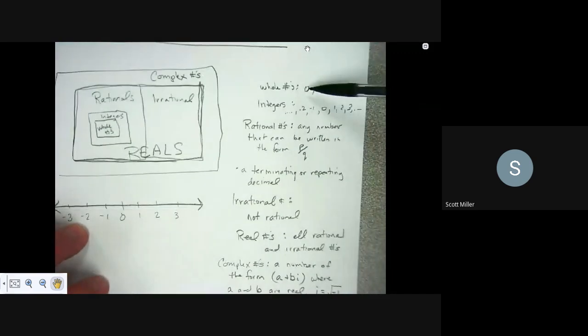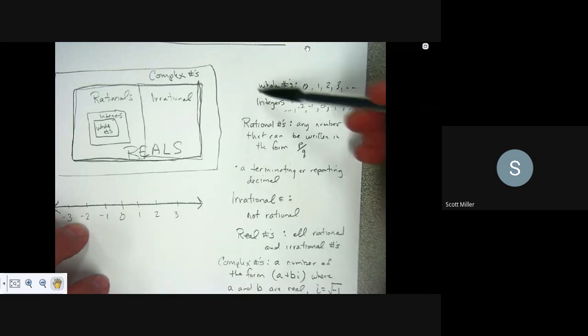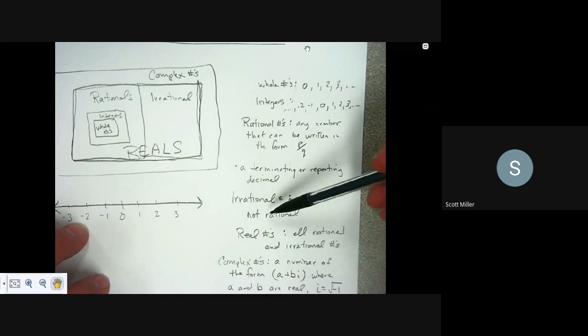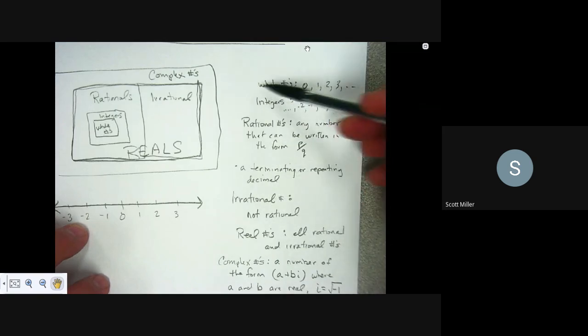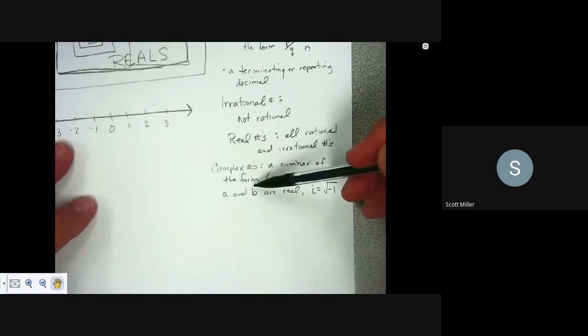This is the smallest one. Every whole number is an integer. Every whole number is not irrational, because you can't be both. Okay, so if it's rational, it cannot be irrational. Every whole number is real. Every whole number is complex. See how this works?